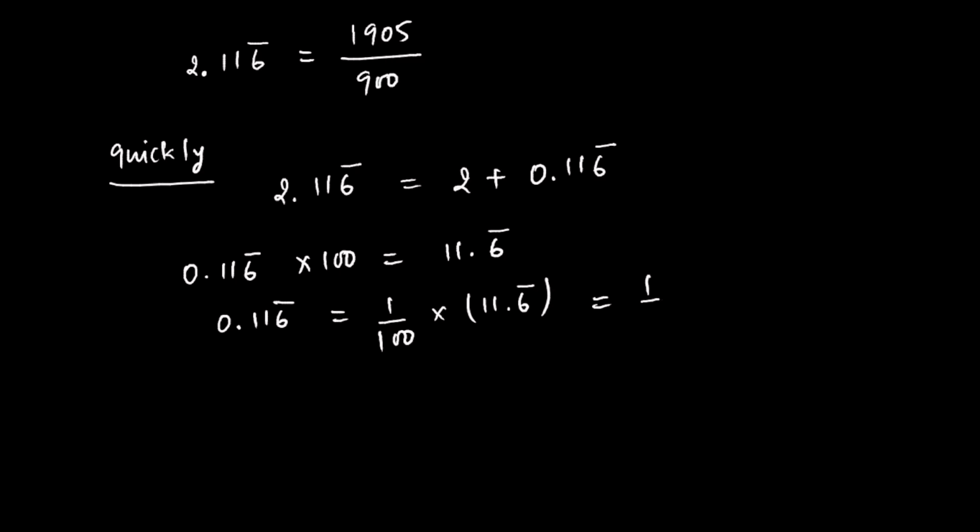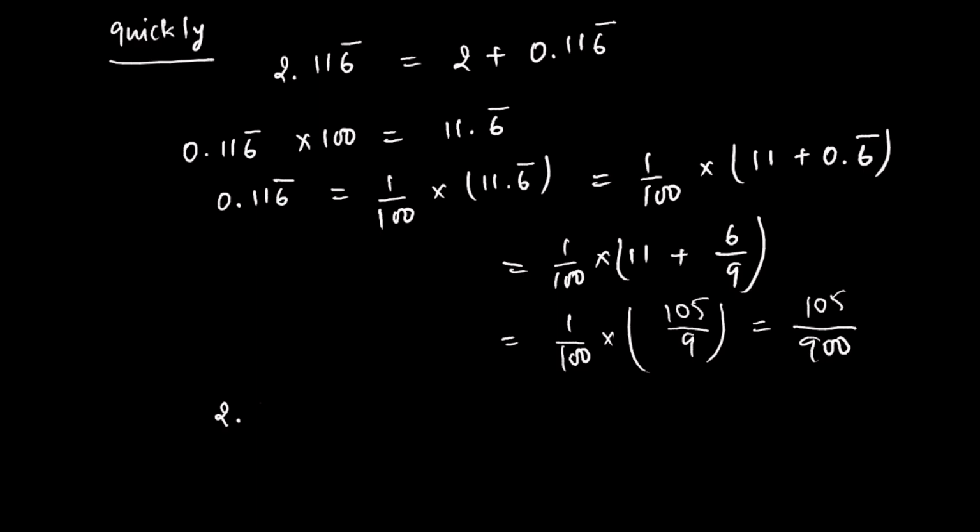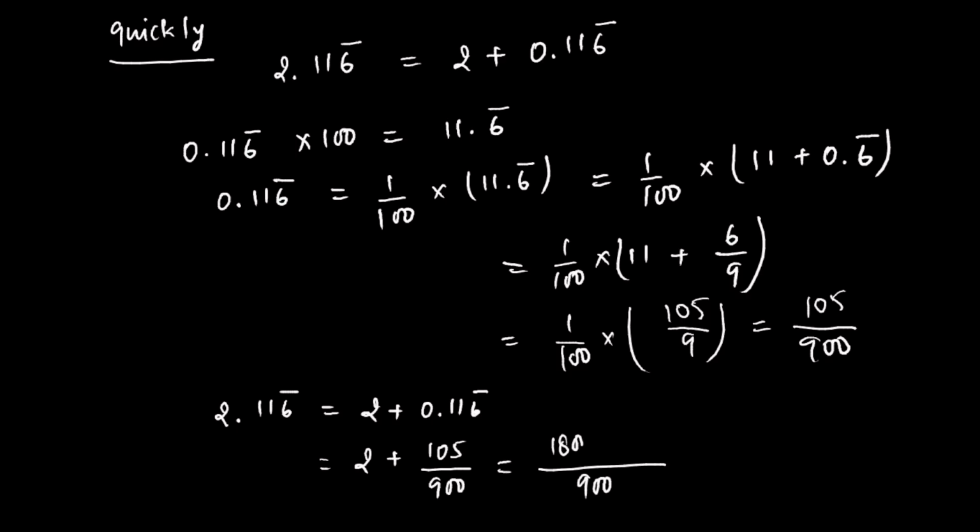Now we can write 11.6 repeating as 11 plus 0.6 repeating. As we have looked at the pattern, we can write 0.6 repeating as 6 over 9. We can add 11 and 6 over 9, which is 105 over 9. Now multiply it by 1 over 100, which is 105 over 900. So we have 2.116 where 6 is repeating, 2 plus 0.116. So we replace 0.116 with repeating 6 by 105 over 900. Adding them gives us 1905 over 900.